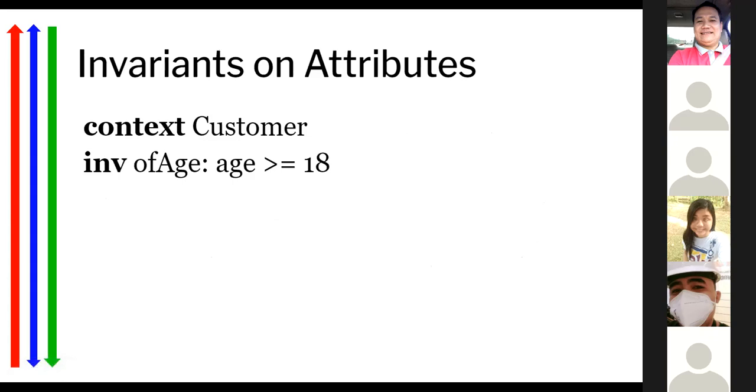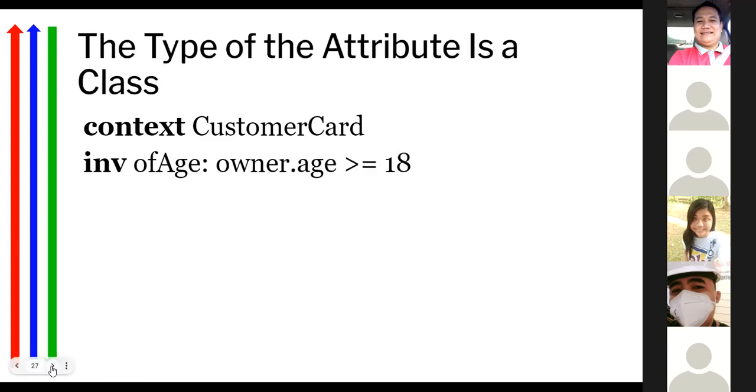So here are some examples of invariants. So first, invariants on attributes. So we have here yung class natin is customer. So itong condition na to must always be true para makakuha siya ng membership card. So ibig sabihin yung age ng customer must be greater than or equal to 18. Ibig sabihin yung 17 and below cannot get a membership card. Next.